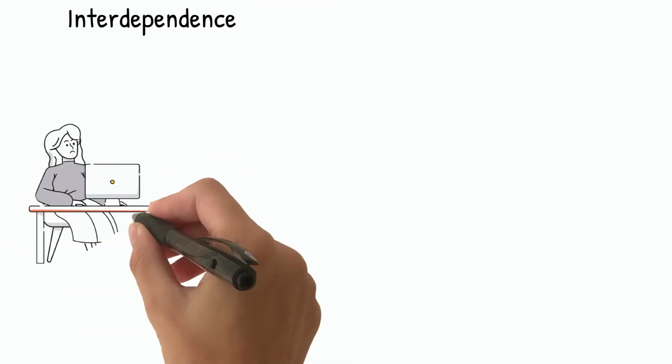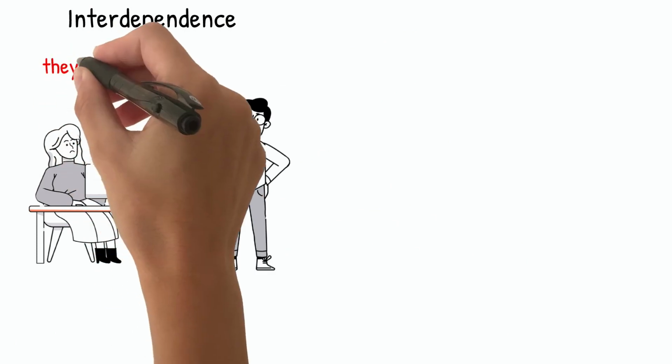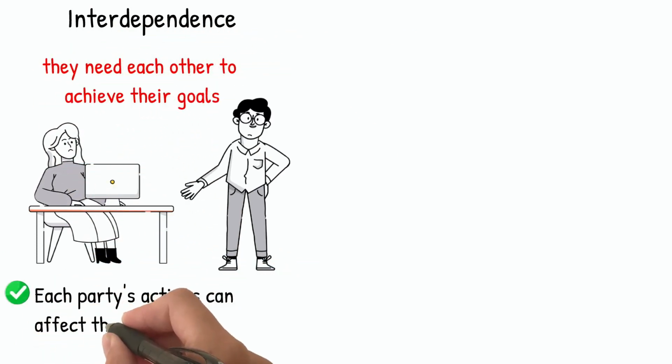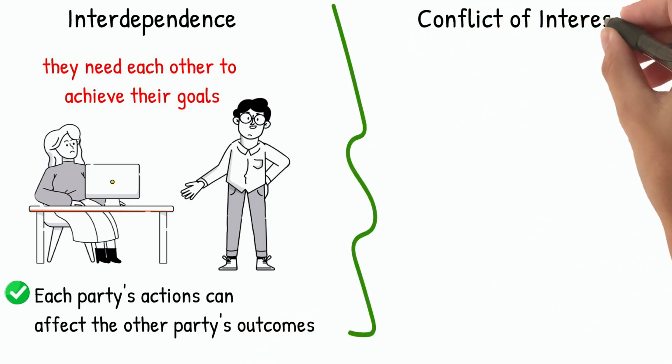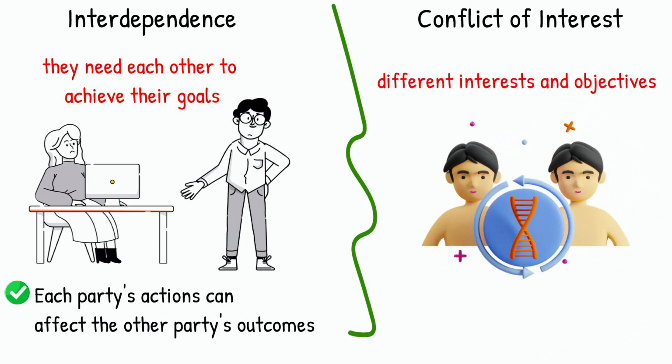Interdependence. The parties involved in a negotiation are interdependent, meaning they need each other to achieve their goals. Each party's actions can affect the other party's outcomes. Conflict of interest. The parties involved have different interests and objectives and may see the situation differently.